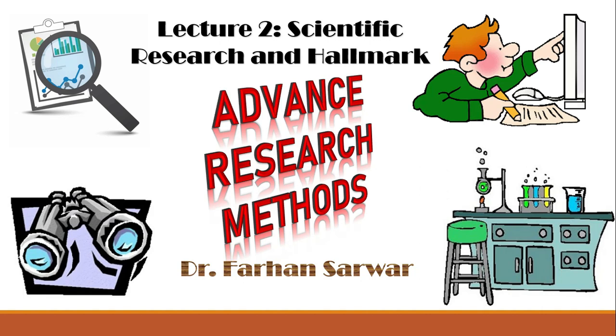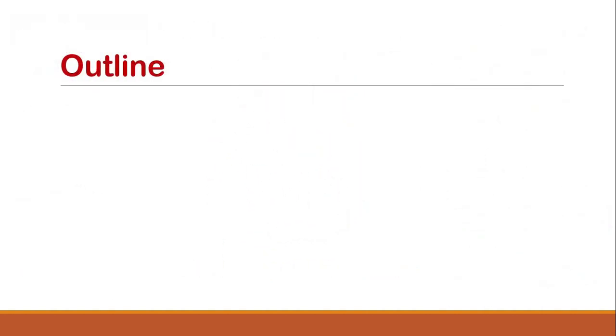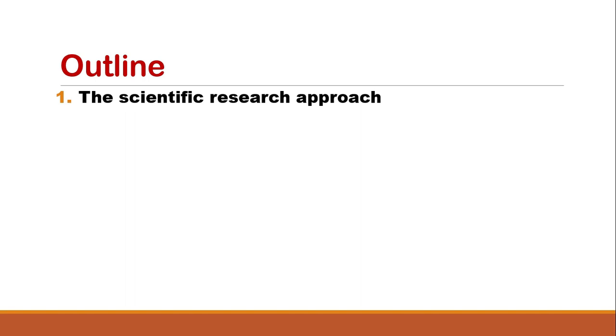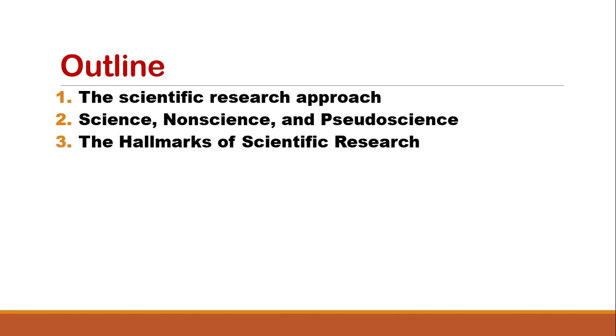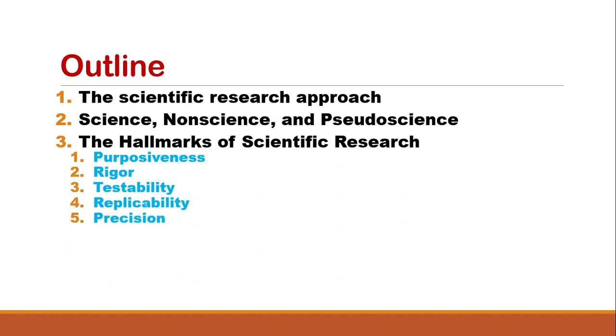I am Farhan Sarwar and today we are going to discuss the scientific research and hallmark of scientific research. So let's take a look at the outline of our lecture. First we will discuss the scientific research approach. What is the difference between science, non-science and pseudoscience? The hallmarks of scientific research, that is purposiveness, rigor, testability, replicability, precision, objectivity, generalizability, and parsimony.